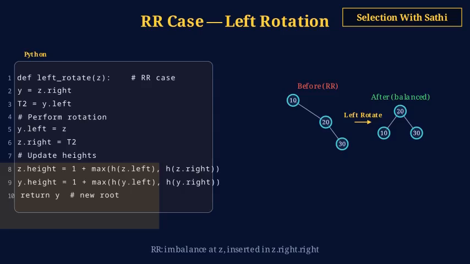Line 6, Z's right pointer takes T2, the subtree between Z and Y. Heights are updated in lines 8 through 11, bottom up. The structure is identical to LL rotation but mirrored. Once you understand one, the other follows naturally.